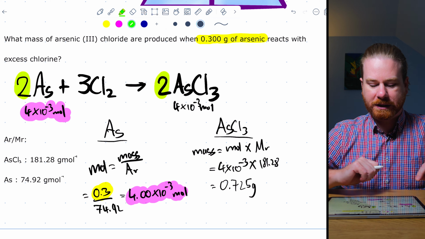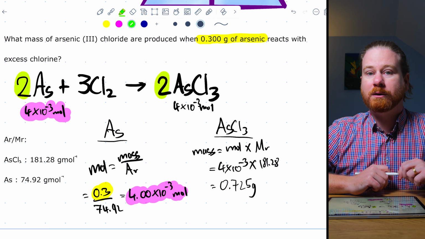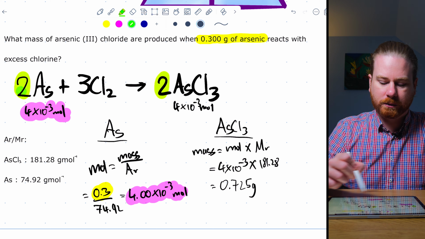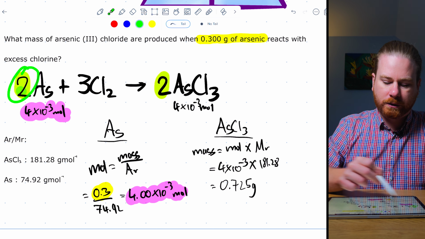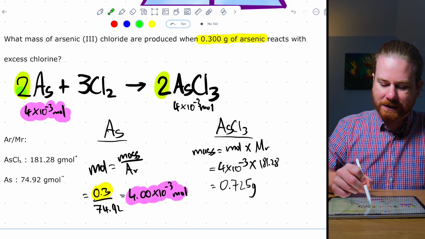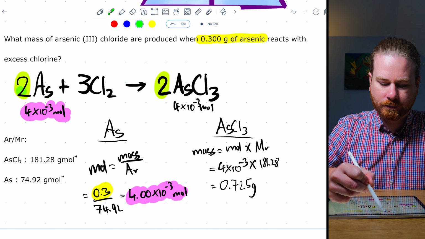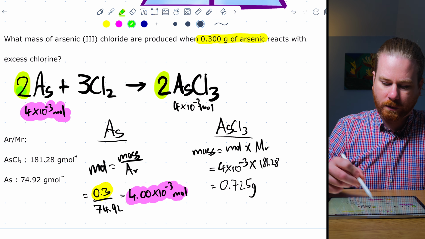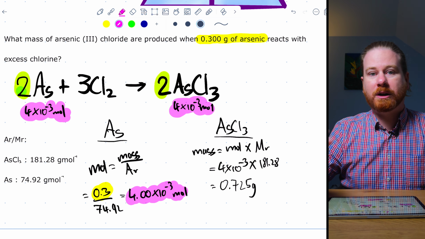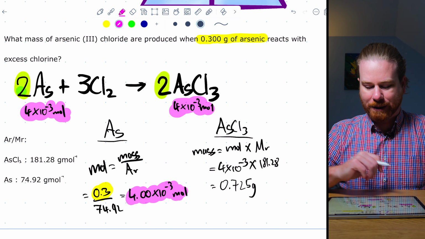So we're only interested in the moles of arsenic 3 chloride, but because the ratio is 2 to 2, which is the same as 1 to 1, this number is the same as this number. So this is why the numbers are the same, because the ratio is the same.